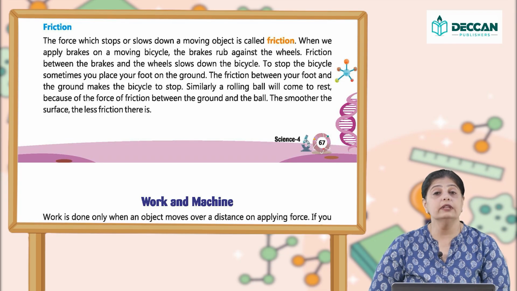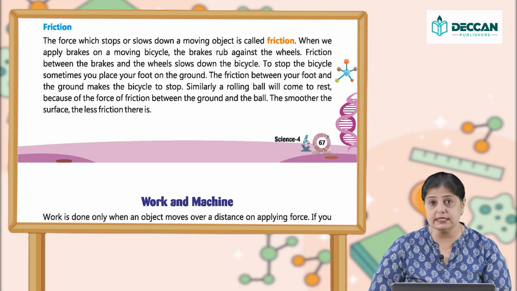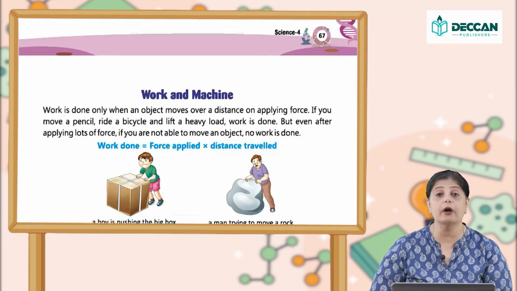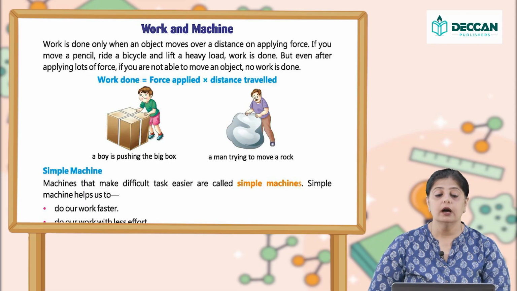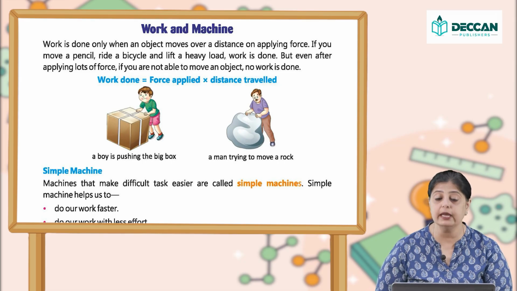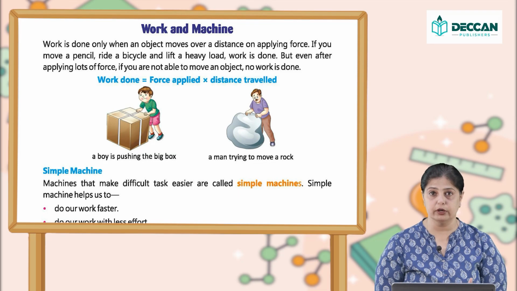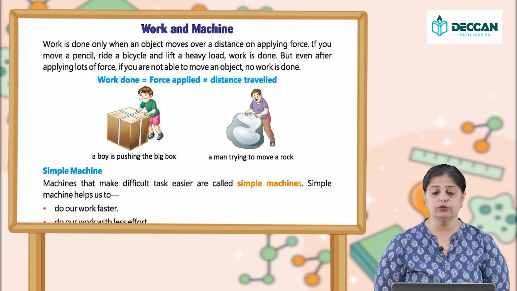Now, let us see how we do our work, and what all things we require to do our work. So we are going to talk about work and machines. Work is done only when an object moves over a distance on applying force. So when you apply a force on an object, it moves over a distance. If you move a pencil, ride a bicycle, or lift a heavy load, work is done. So what is work? Anything that makes an object move, that is work.